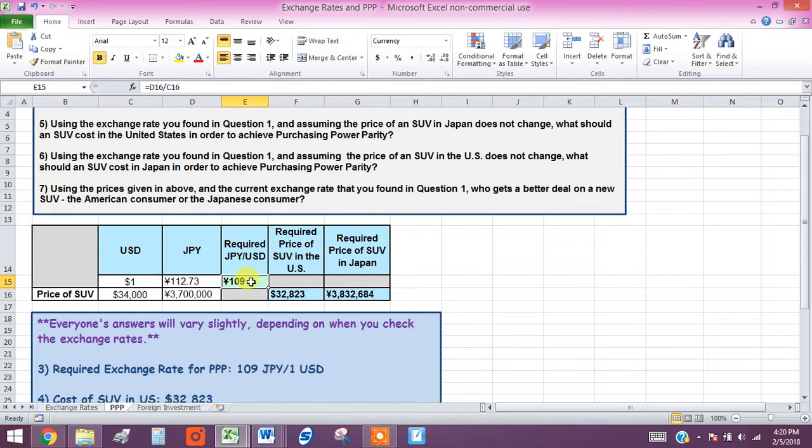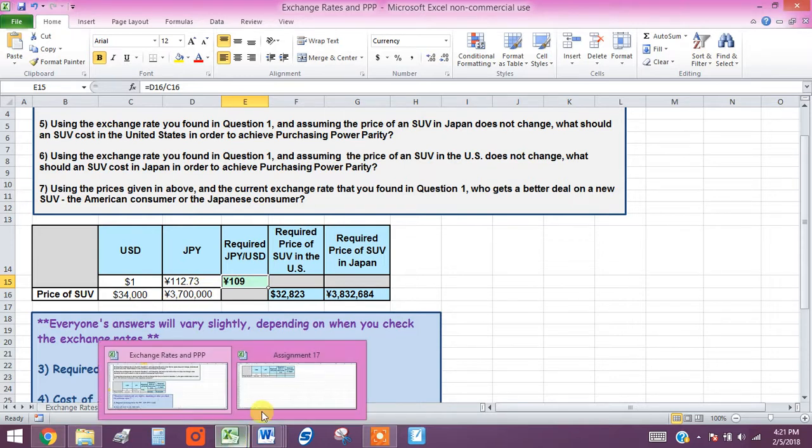Now, what we want to put in right here is we're simply dividing, and your cells are going to be different, but we're dividing the price of the car in Japan right here by the price of the car in the U.S. Okay, so we're dividing the price of the car in Japan by the price of the car in the U.S., and that's going to give us the required exchange rate for there to be purchasing power parity. Okay, so let's jump back over here and just do that.